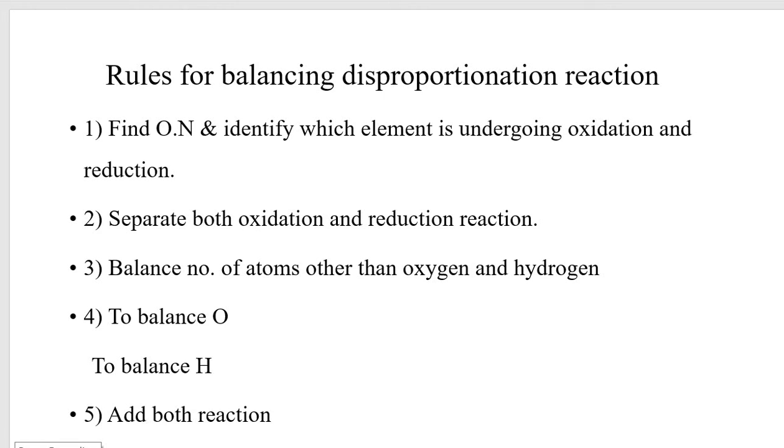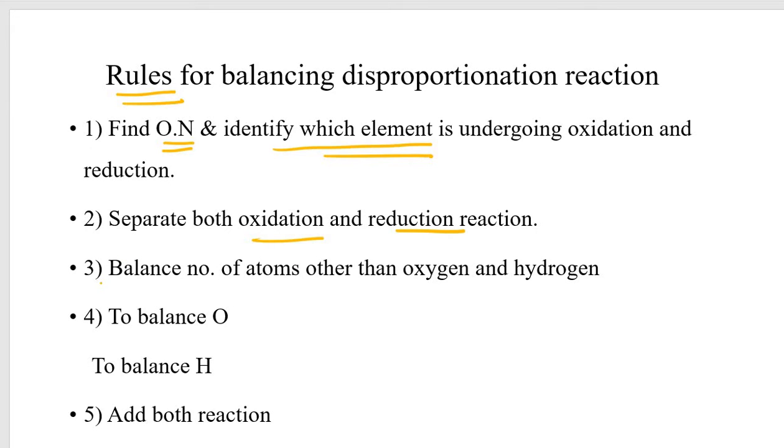Hello student, today let us learn how to balance a disproportionation reaction. There are certain rules for balancing a disproportionation reaction. The first one is, in a given reaction we have to find out the oxidation number and identify which element is undergoing oxidation and which one is undergoing reduction. Second, we have to separate the elements undergoing oxidation and reduction reaction.